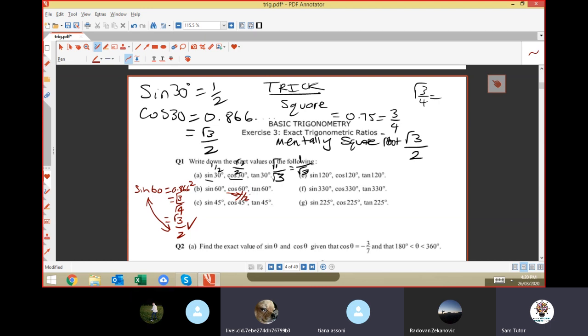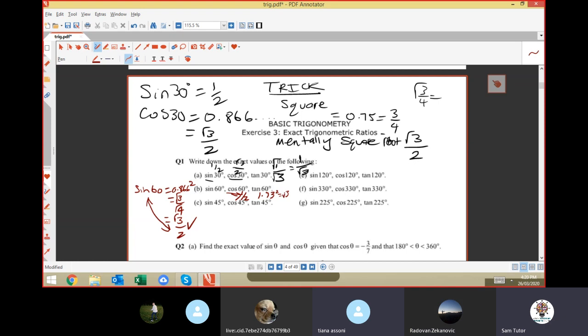Tan 60. Plug it into your calculator. 1.73. Rad, it's all yours. 1.73 I don't like. What am I going to do to it? Tan 60 is 1.73. What do you do now? Square it. It becomes 3, which means the answer we're looking for is what?